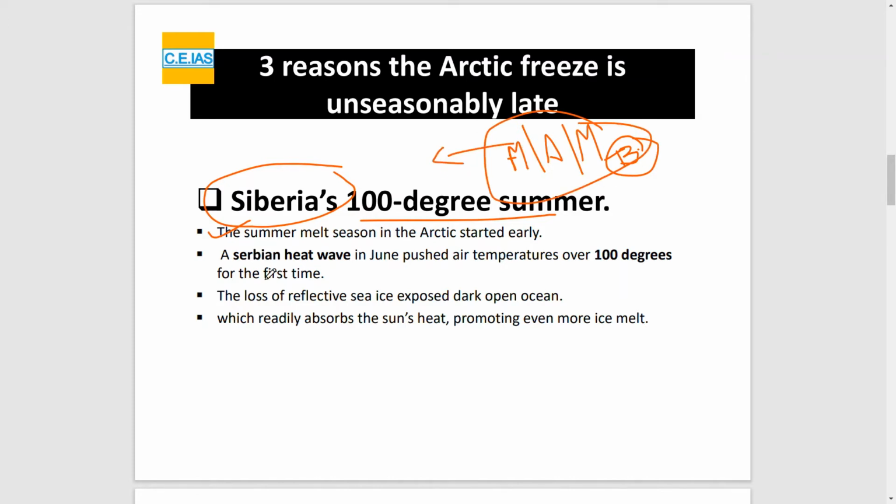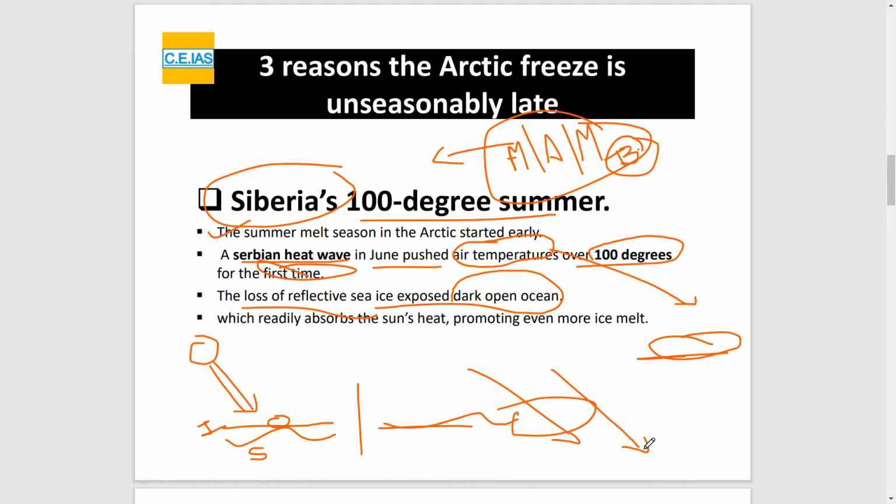Okay, and another thing is Siberia's heat wave in June pushed air temperature over 100 degrees. So the main thing is it's talking about air temperature, not the earth temperature, not the environmental temperature for the existence of humans. Let's talk about the air temperature in some parts of the environment for the first time. Okay, and let's move to the other thing.